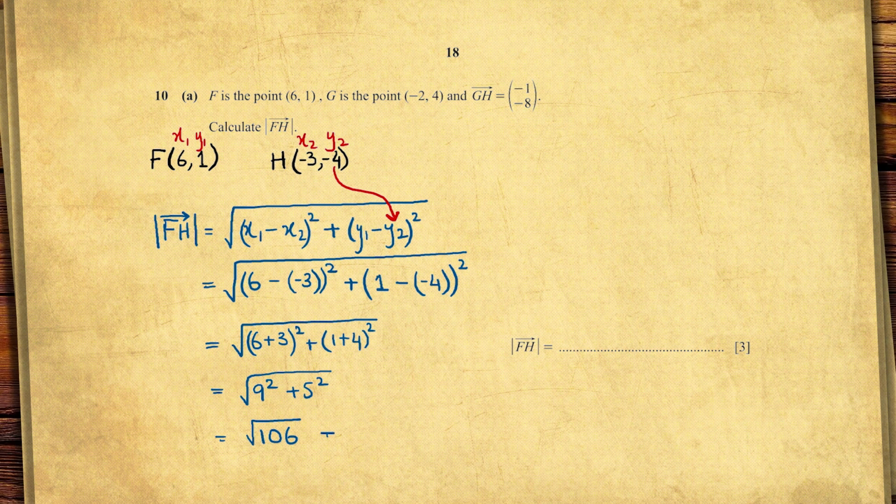10.29563. So we can write it in the answer space. 10.3 units is the length of the vector FH.